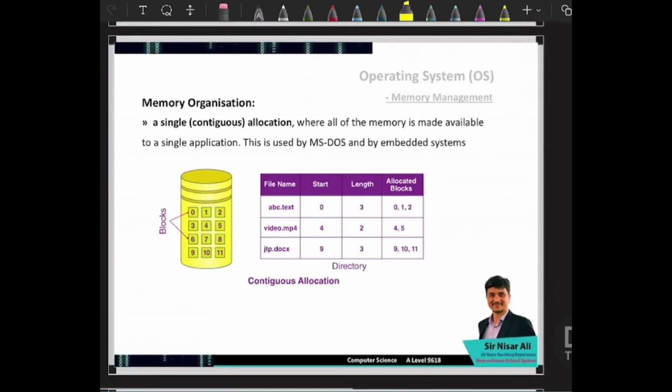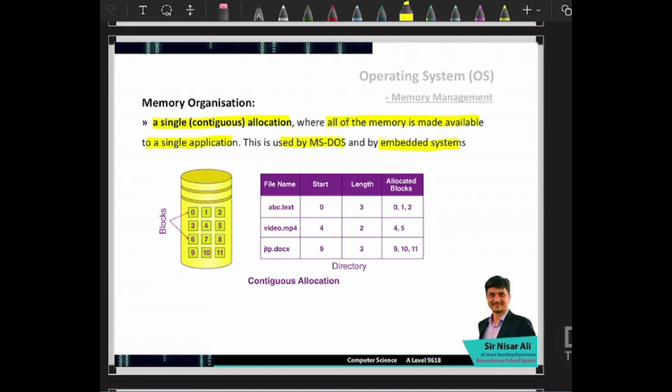In the partitioned memory organization, a single contiguous allocation, all of the memory is made available to a single application. This is used by MS-DOS and by embedded systems.